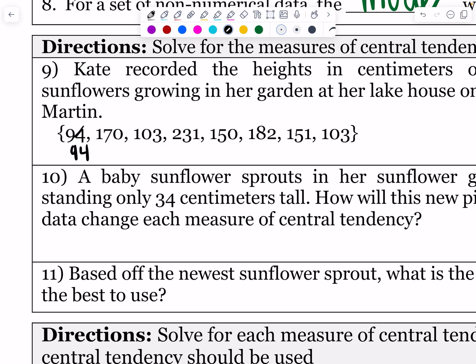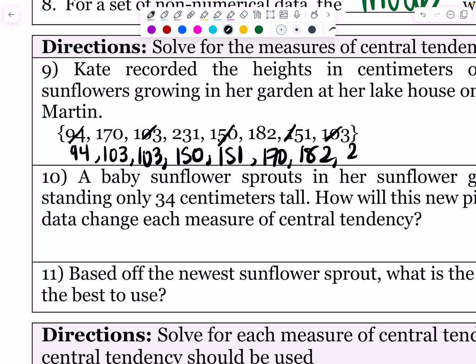94 is in fact the smallest. And then you have 103, 103 again. And then we have 150, and we have 151. And then we have 170, 182, and 231. Make sure that you have the same set of data once you line it up from least to greatest. And we do.